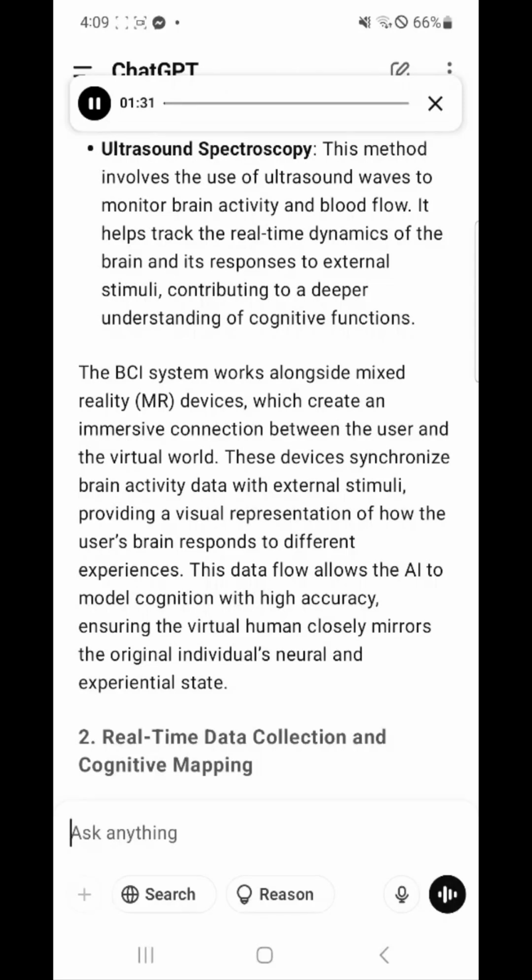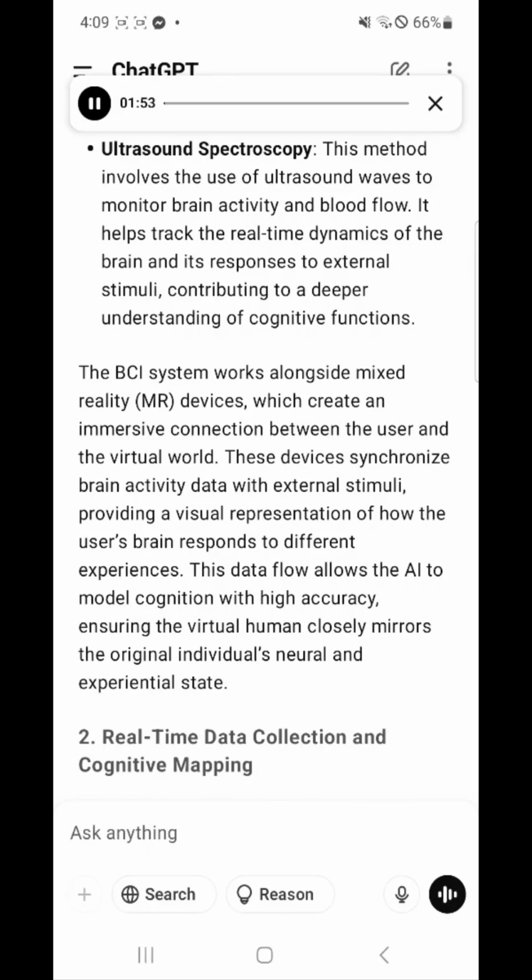The BCI system works alongside mixed reality, MR, devices, which create an immersive connection between the user and the virtual world. These devices synchronize brain activity data with external stimuli, providing a visual representation of how the user's brain responds to different experiences. This data flow allows the AI to model cognition with high accuracy, ensuring the virtual human closely mirrors the original individual's neural and experiential state.